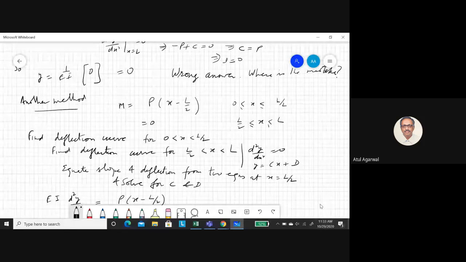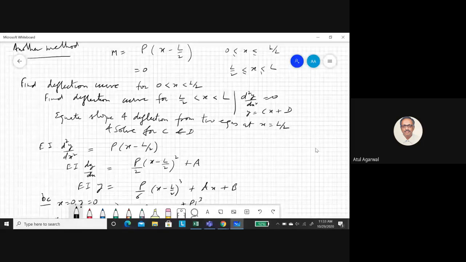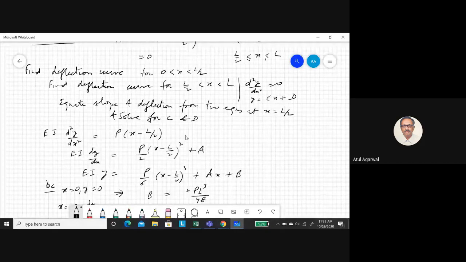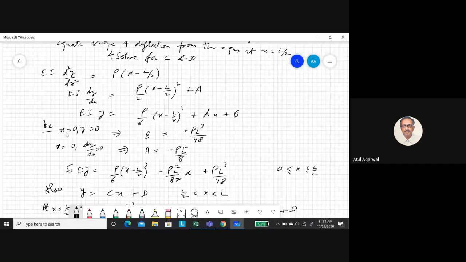So now we are finding the deflection curve for the first half, 0 to L by 2. This is our differential equation. This is the moment in that region. You integrate, you get this. You apply the boundary conditions of the cantilever: at x equal to 0, deflection is 0 and slope is 0. You get these constants A and B. So your deflection curve becomes this.